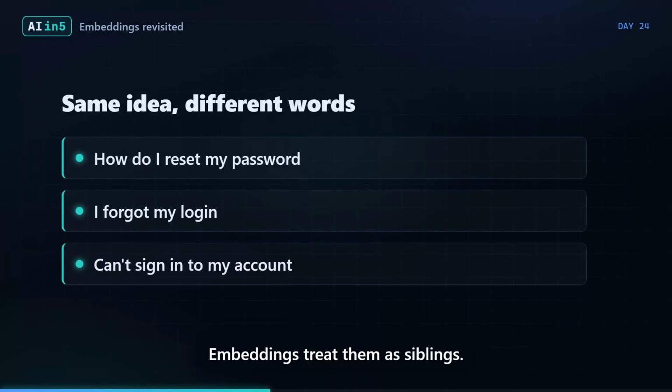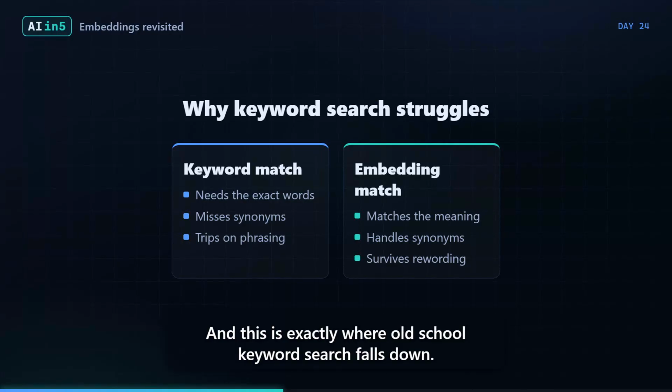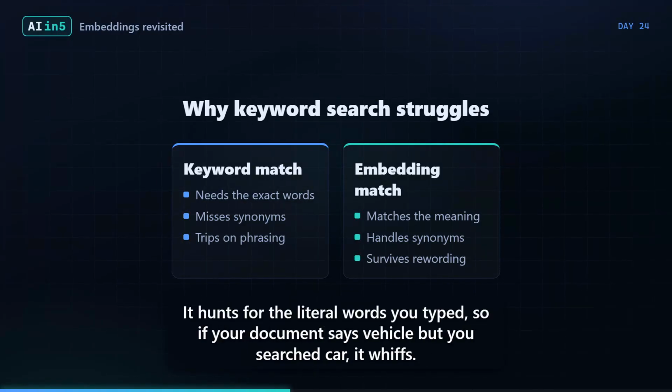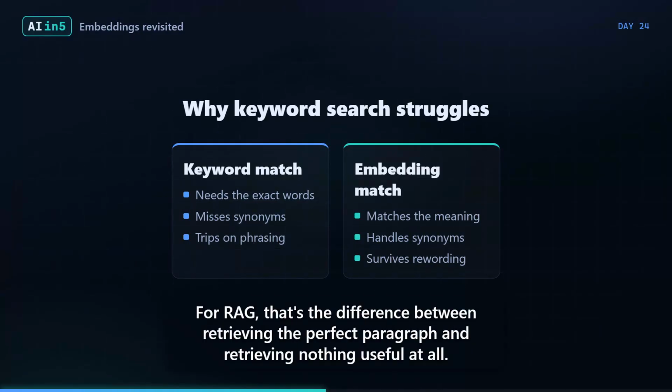And this is exactly where old-school keyword search falls down. It hunts for the literal words you typed. So if your document says vehicle, but you search car, it whiffs. Embedding-based search matches on meaning, so car, automobile, and vehicle all connect. For RAG, that's the difference between retrieving the perfect paragraph and retrieving nothing useful at all.